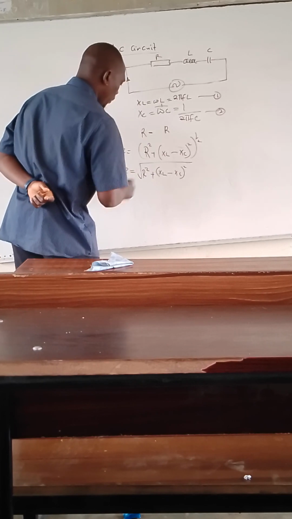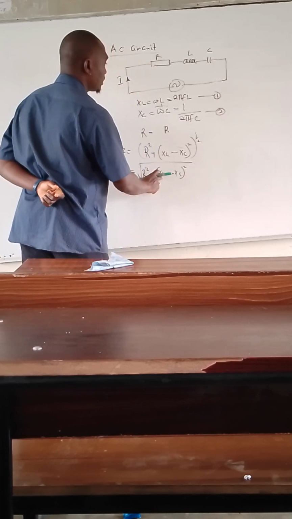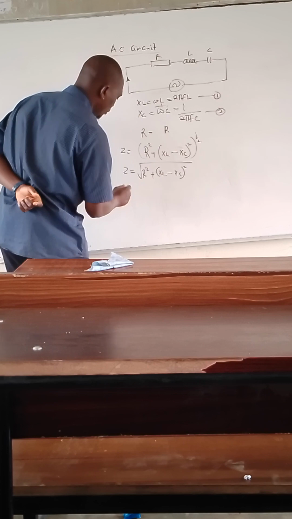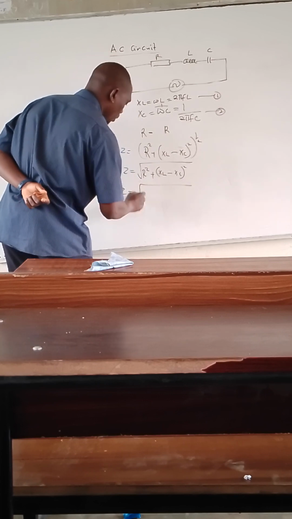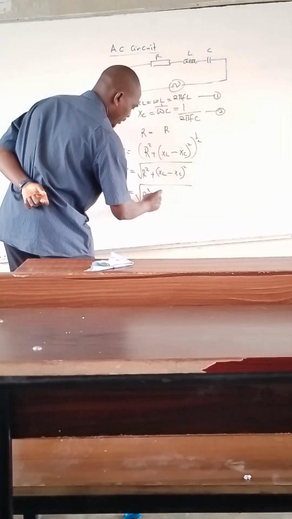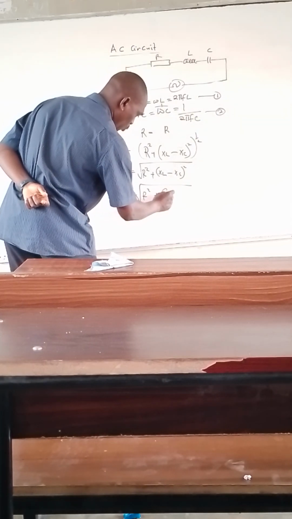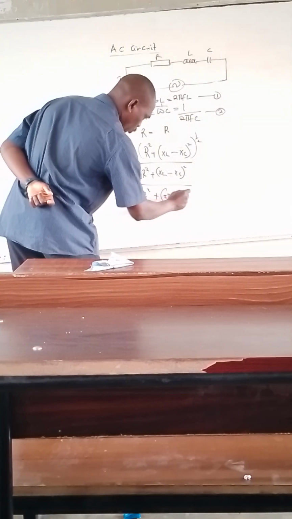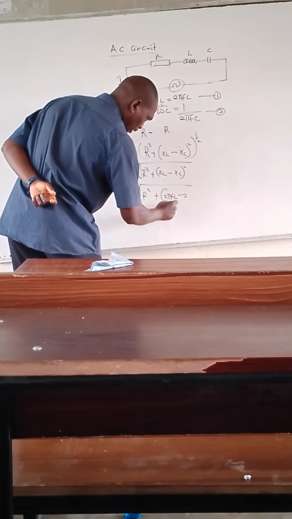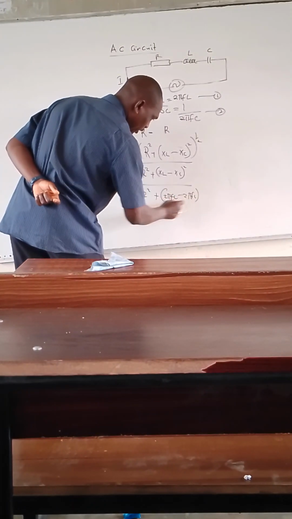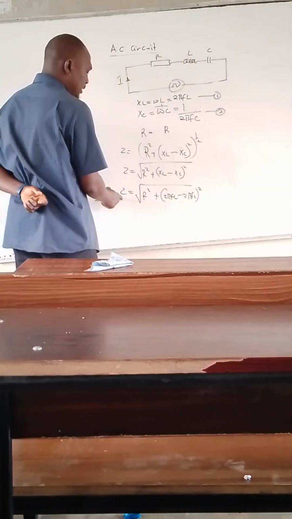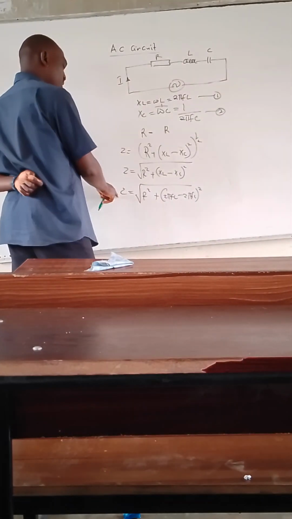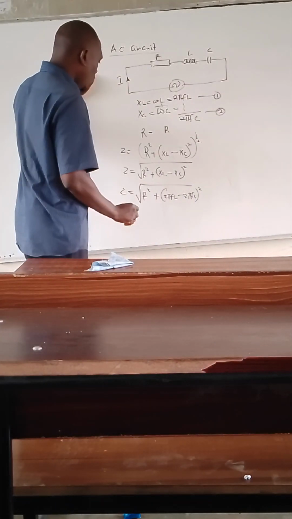Then from here, since we have the value of our XL, we have Z is equal to the square root of R squared plus, bracket open, 2 pi FL minus 2 pi FC, all in square. And this is the same thing as the impedance respectively.